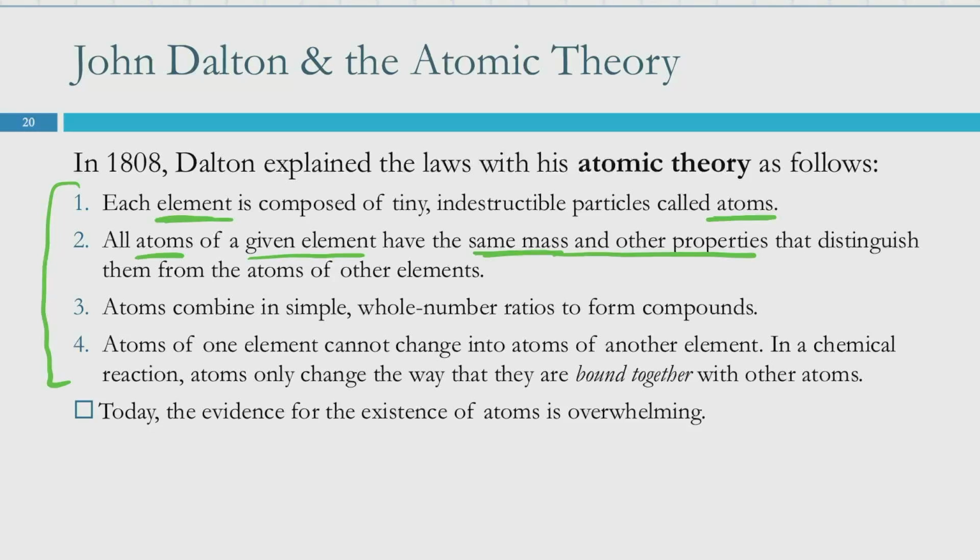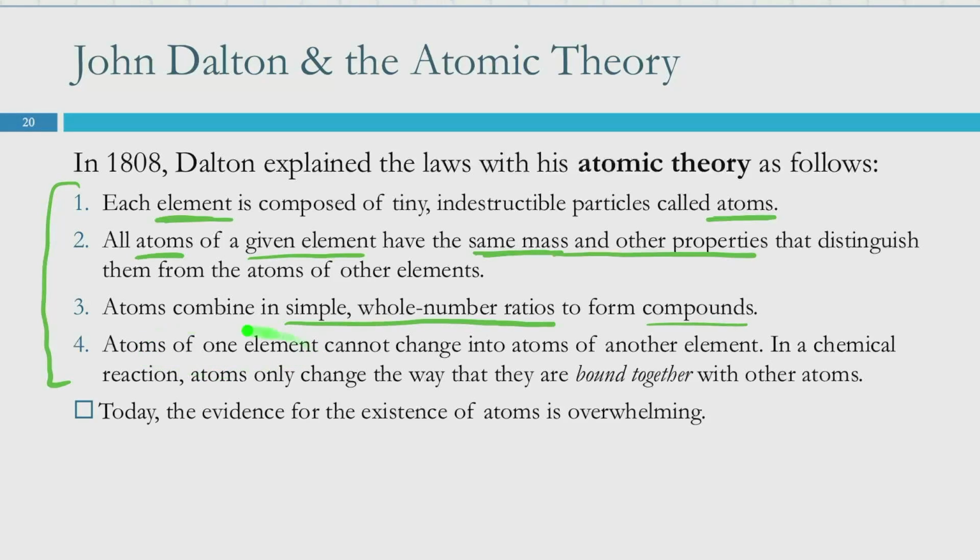Also, atoms combine in simple whole number ratios to form compounds. This one arises out of the fact that they're indestructible. You can't have half of an atom because you can't break them into pieces. It's no longer that element, it's no longer that atom. And those form compounds. We'll learn some names for compounds next chapter.